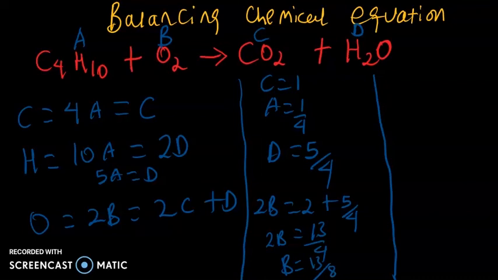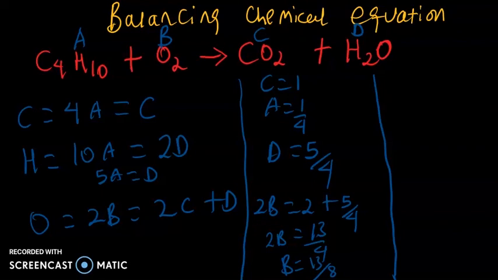So remember, we can't use fractions when we are balancing chemical equations. For example, in the IB diploma, you should put it as a whole number. So to simplify this, we will look for the alphabets which has the biggest or the largest denominator. So B will have the largest denominator because it has 8.